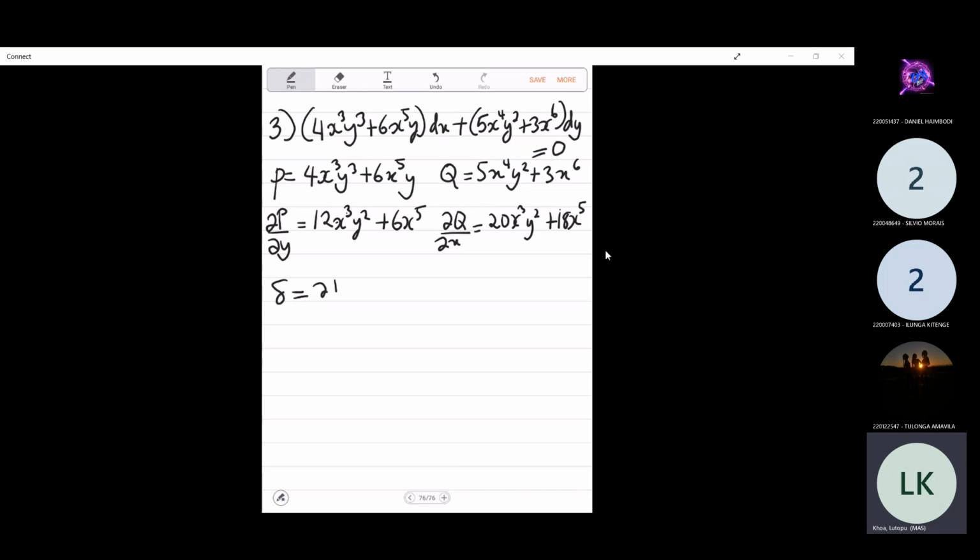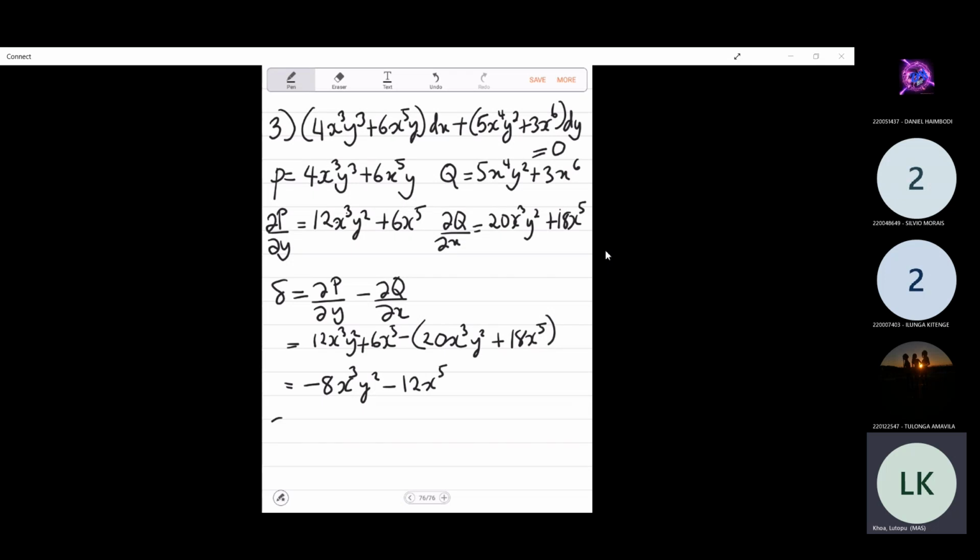Delta will be dp dy minus dq dx. This is 12 x to the power of 3 y squared plus 6 x to the power of 5, minus 20 x to the power of 3 y squared plus 18 x to the power of 5. So we have 12 minus 20, that's minus 8 x cubed y squared, and then 6 minus 18, this is minus 12 x to the power of 5. Then delta over q, this is minus 8 x cubed y squared minus 12 x to the power of 5. Divide this by our q over here.